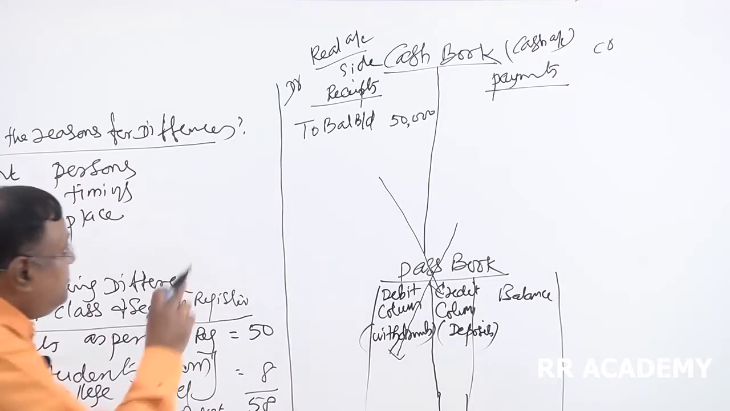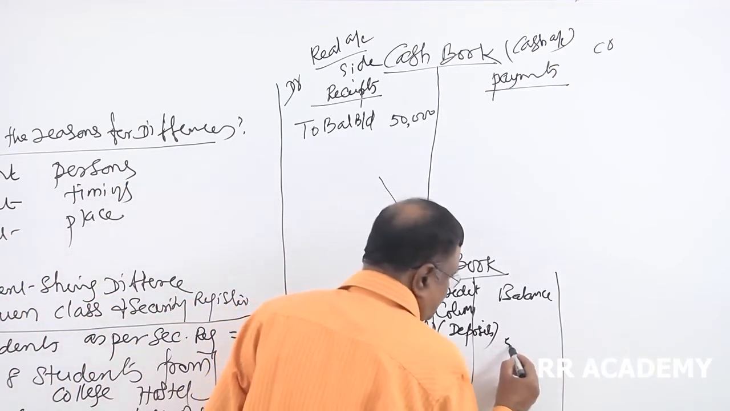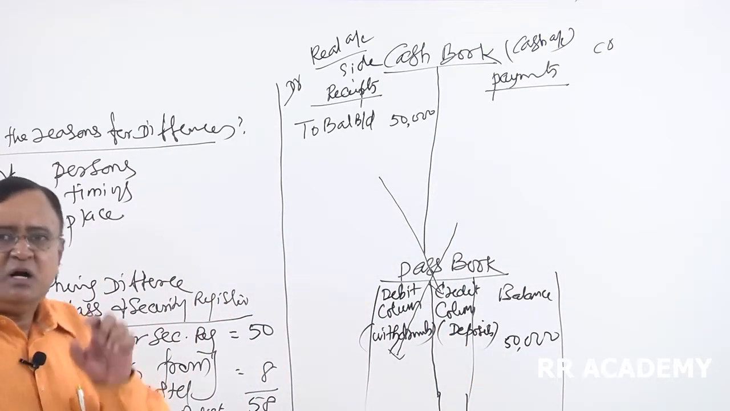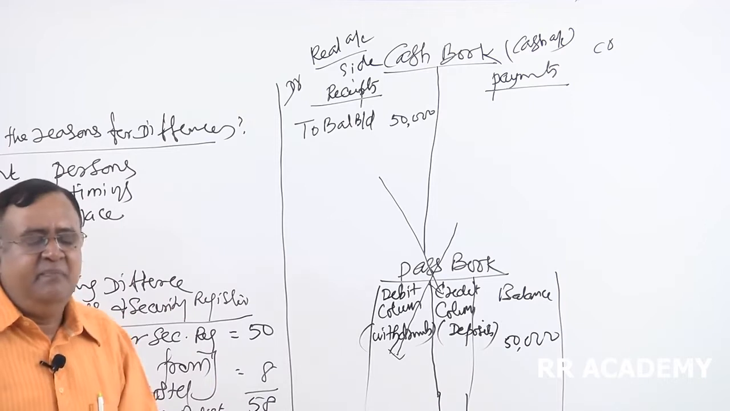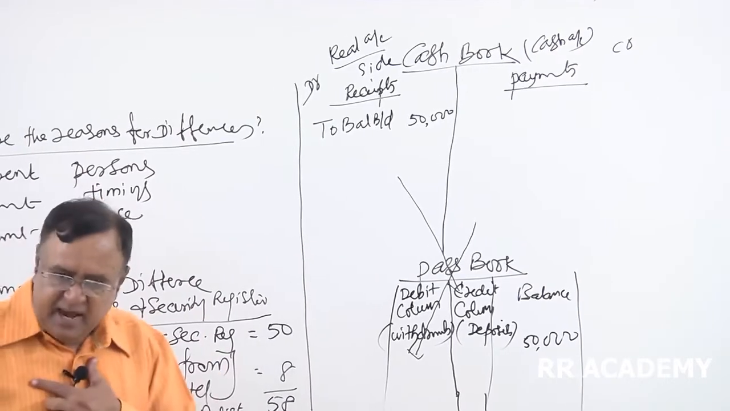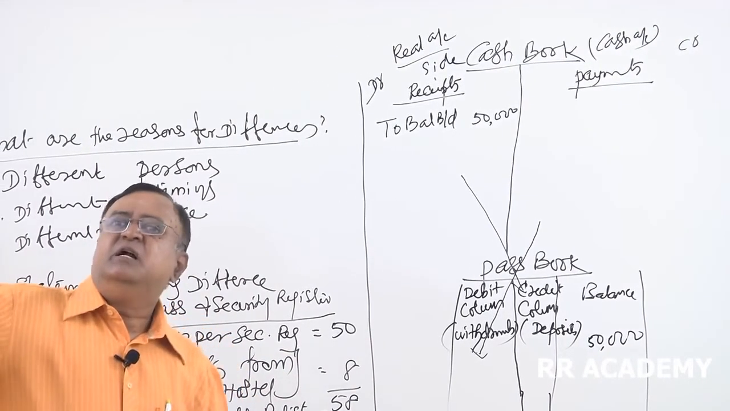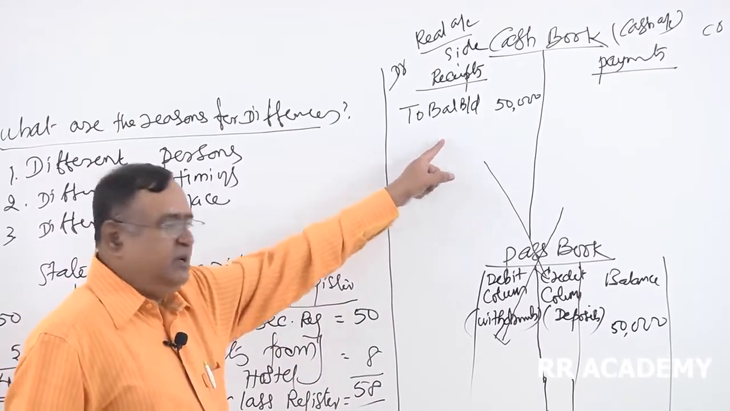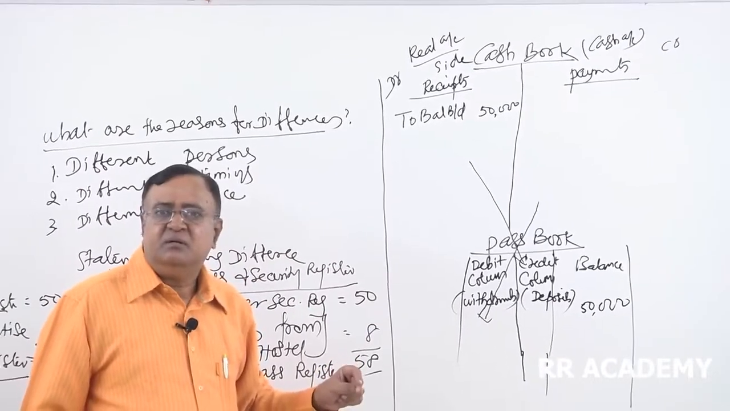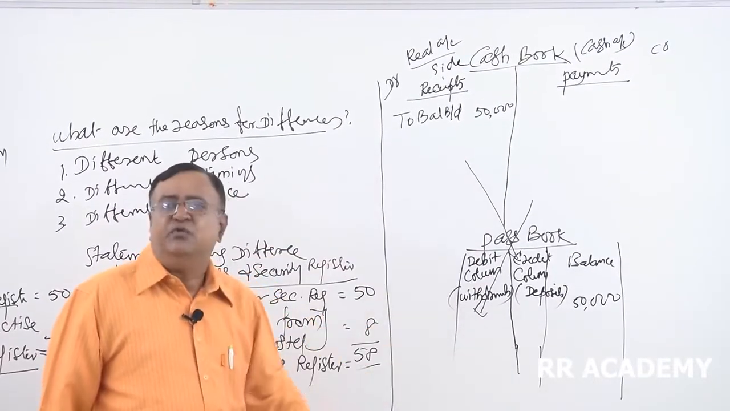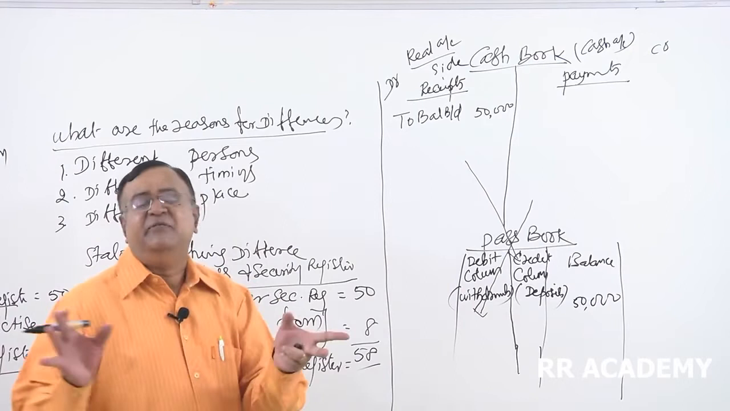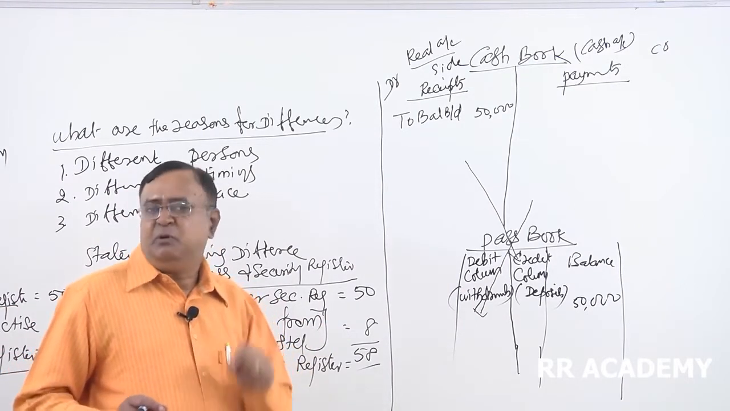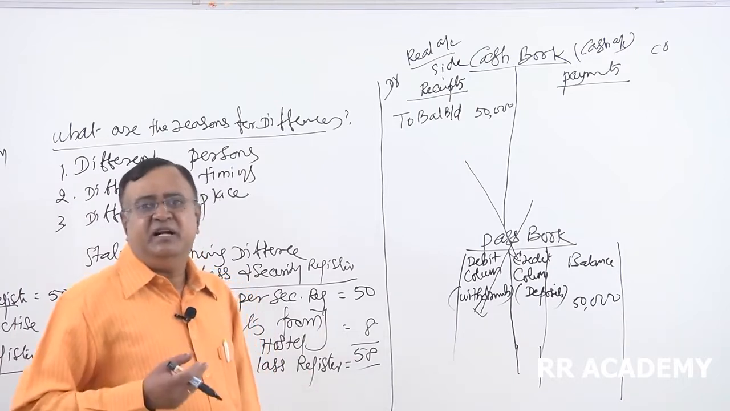Now what? Here 50,000 means here also 50,000, because cash book and passbook both are same. Cash book is prepared by us, passbook is prepared by the banker. It should be same. Here 50,000 means here also 50,000. Here 40 means here also 40. But there will be a difference practically. That is why we are going to prepare a statement. Why is there a difference?